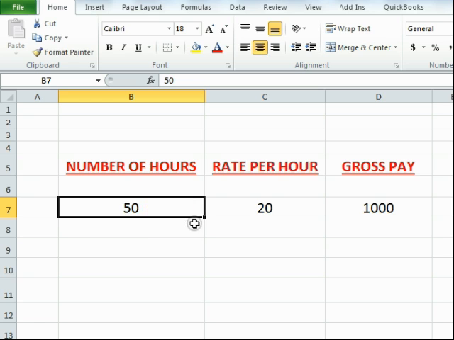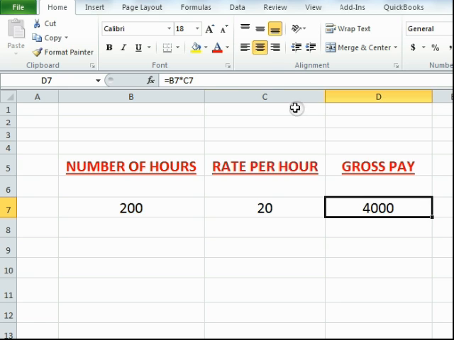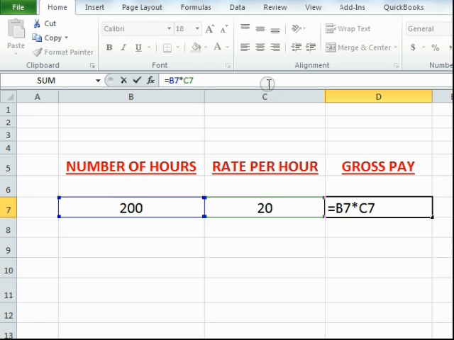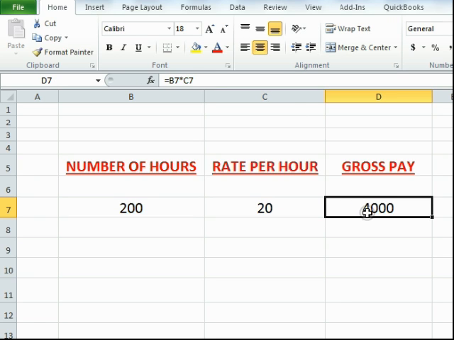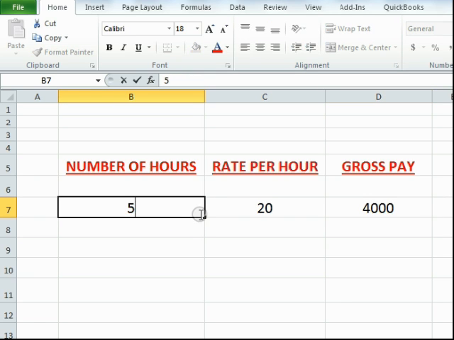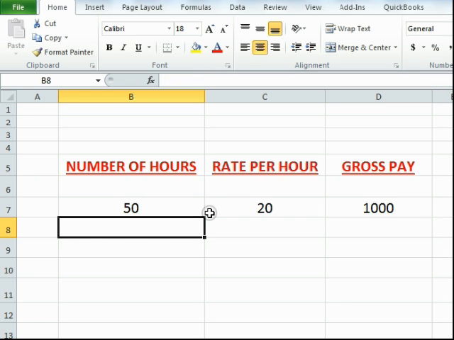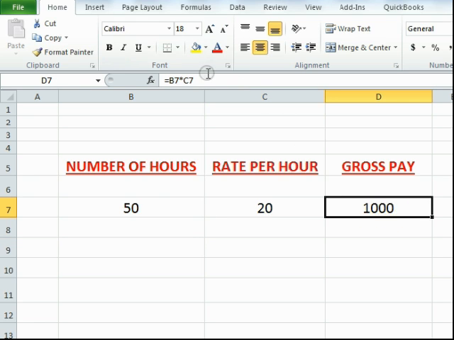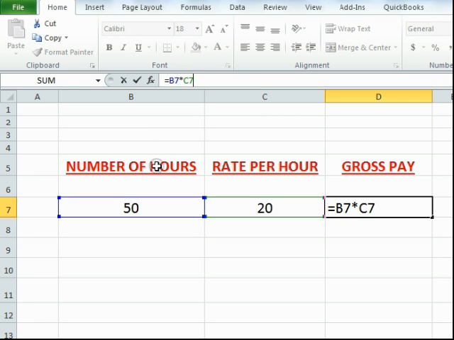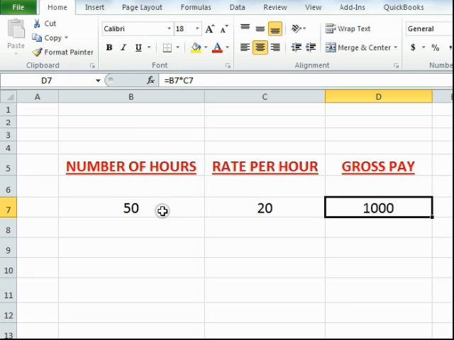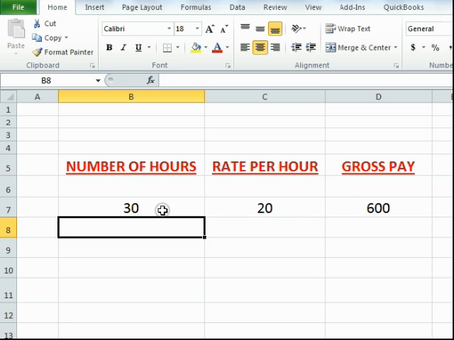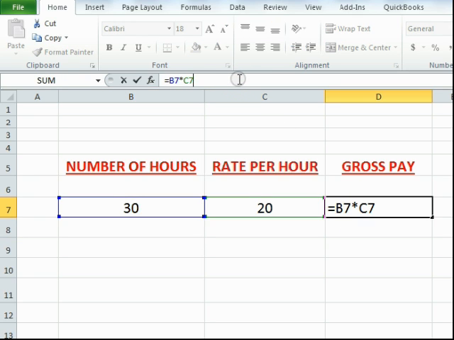I could even type in 200 and push enter. Boom! The result is automatic, because no matter what I type into B7, the computer will instantly multiply it times the content of C7, no matter what it is, to give me the answer. So if I click back here and I type back the original number and I push enter, the gross pay goes back to what it was. Again, whenever you type in a math formula, don't put the number that's in the cell, put the cell address. This way you could change the number anytime you want, and the math will automatically adjust the correct number in the cell that has the formula.